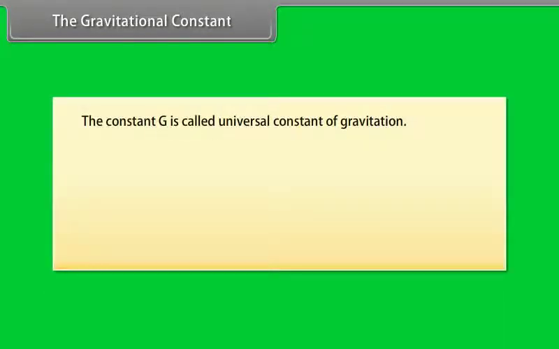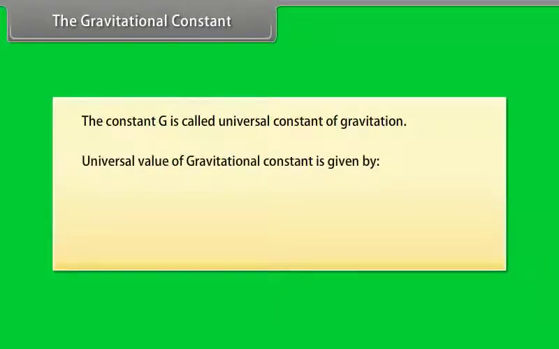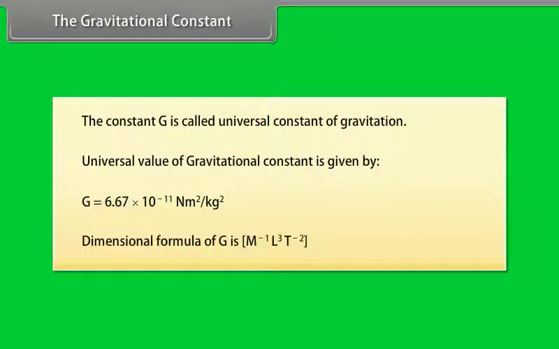The gravitational constant. The constant G is called the universal constant of gravitation. The universal value of the gravitational constant is given by G is equal to 6.67 times 10 to the power minus 11 Newton meter squared per kilogram squared. The dimensional formula of G is M to the power minus 1 L cubed T to the power minus 2.